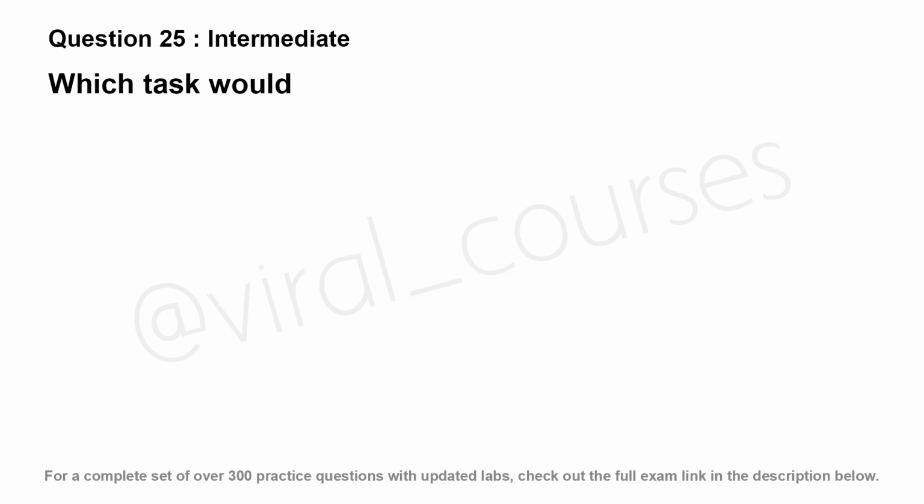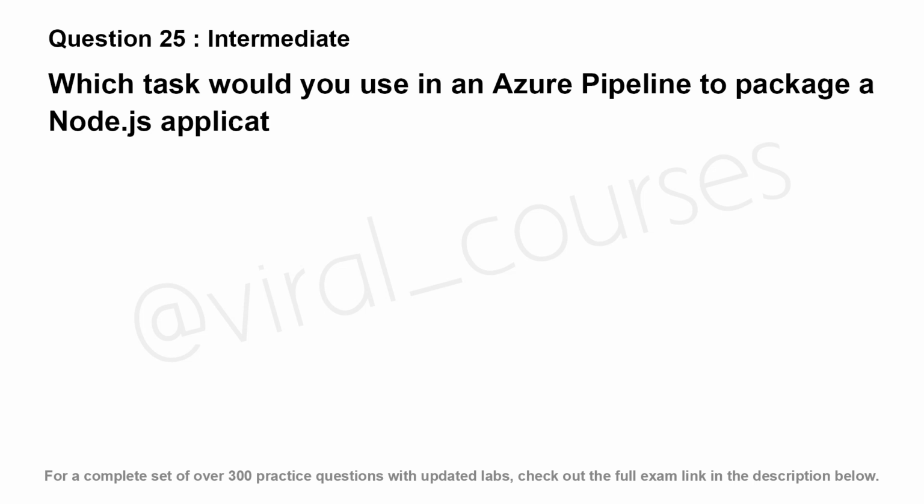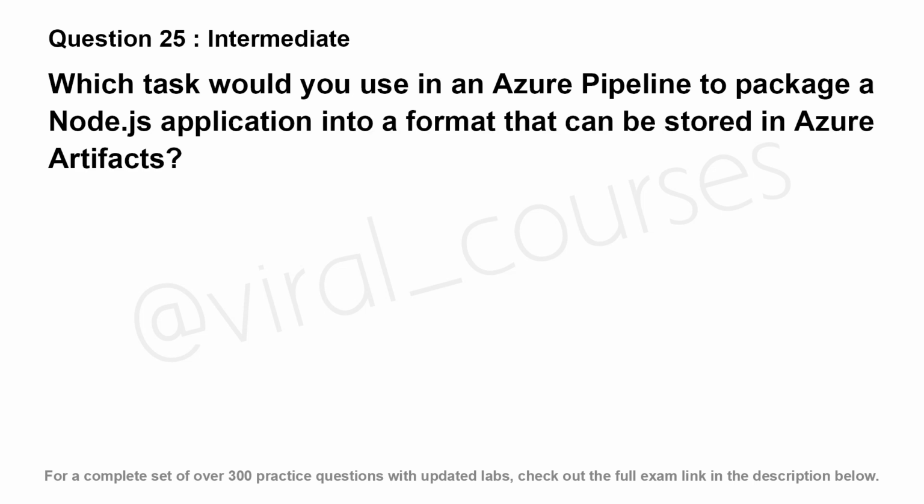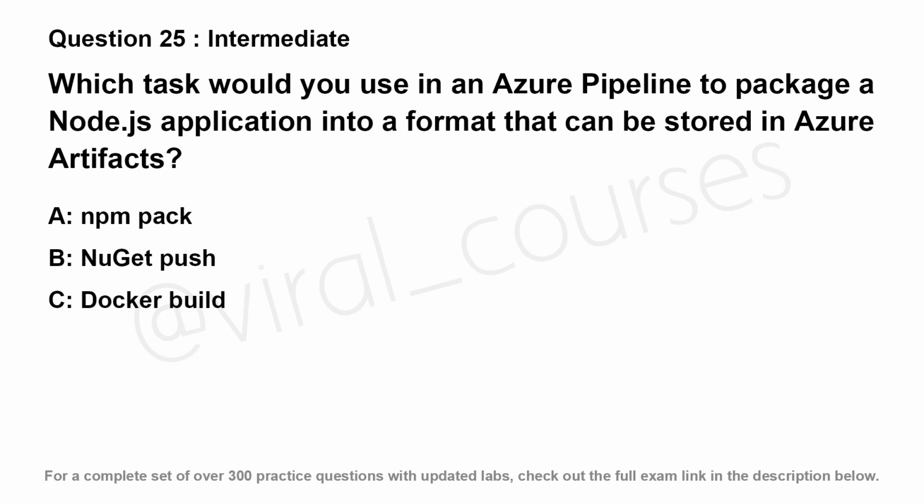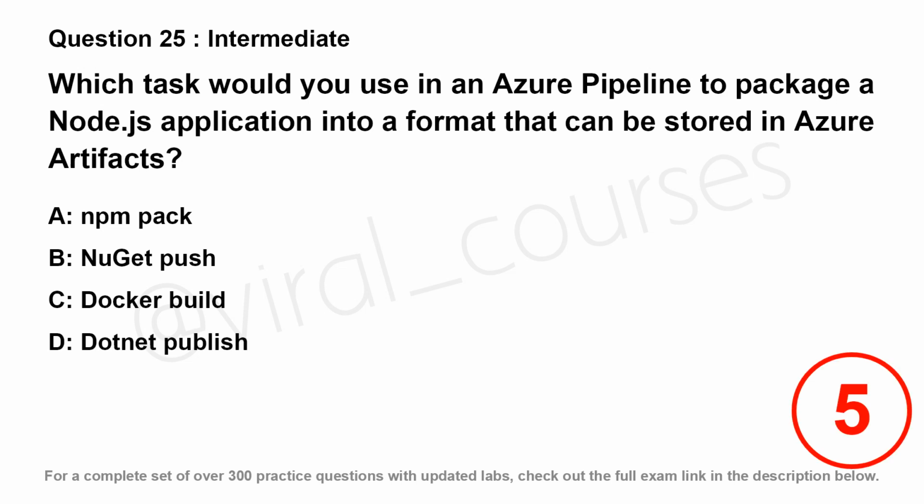Which task would you use in an Azure pipeline to package a Node.js application into a format that can be stored in Azure artifacts? Option A, npm pack. Option B, NuGet push. Option C, Docker build. Option D, .NET publish.